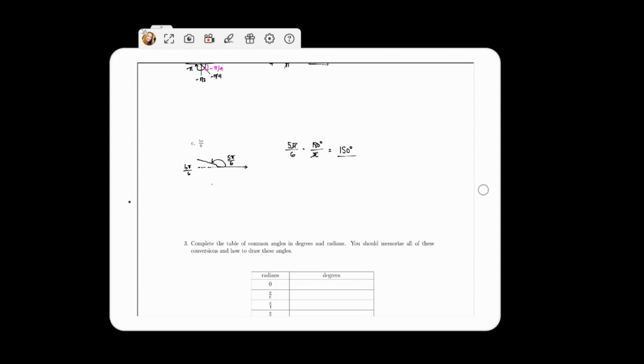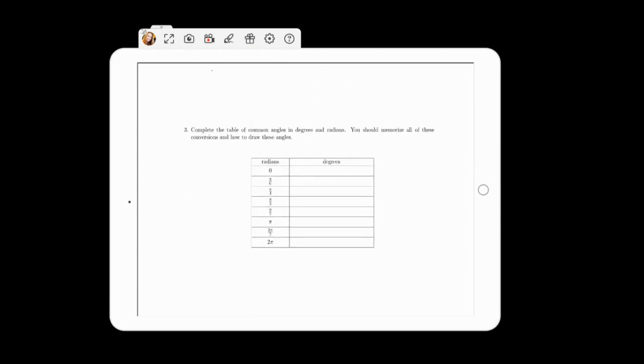Okay, so now we're just going to complete this table of common angles in both degrees and radians. And the important thing for you is that you should memorize all of these conversions and be able to draw the angle, especially if you're going into pre-calc 2 or calc 1 eventually. You're going to be expected to know these very well.